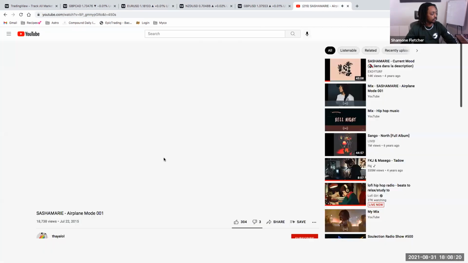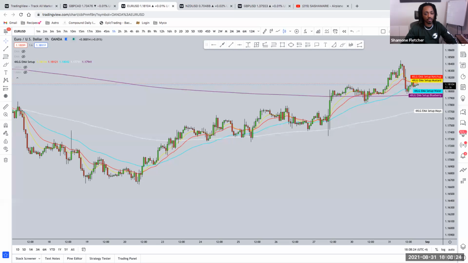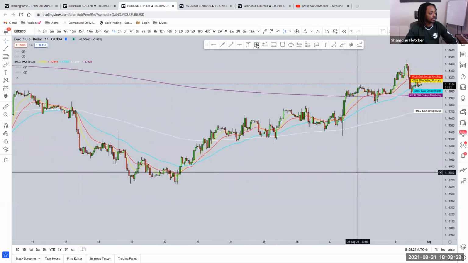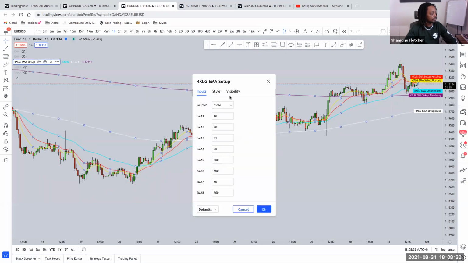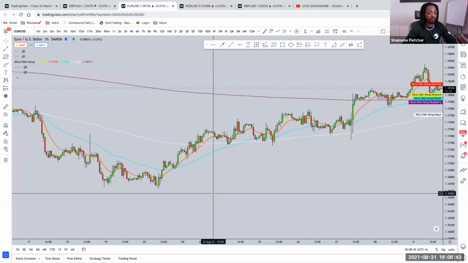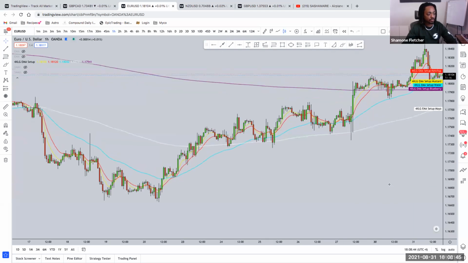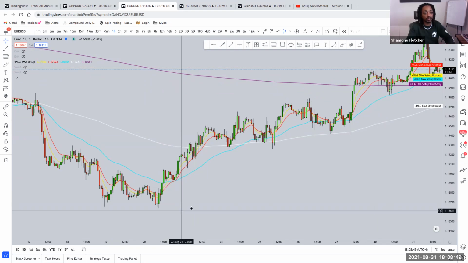Looking at the settings of the 4XLG, it is originally the 7 and the 13. We just learned today about the 10 and the 20. You can also change it to the 10 and the 20 if you want to, but for this case, we'll leave it at the 7 and the 13.